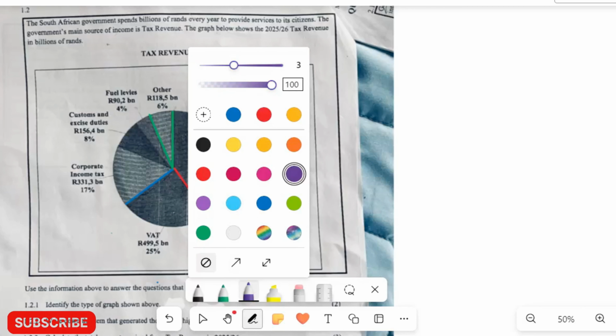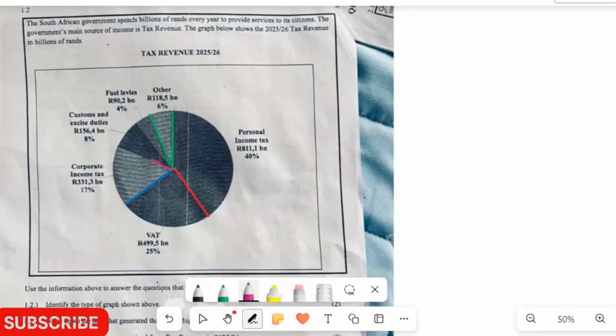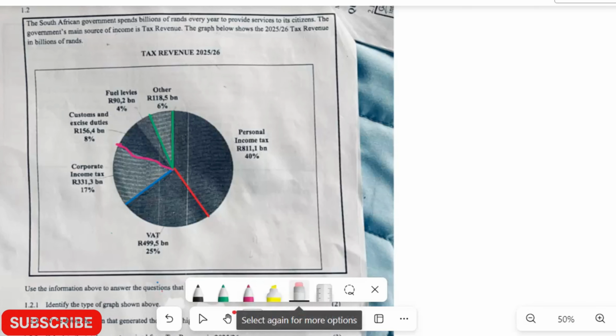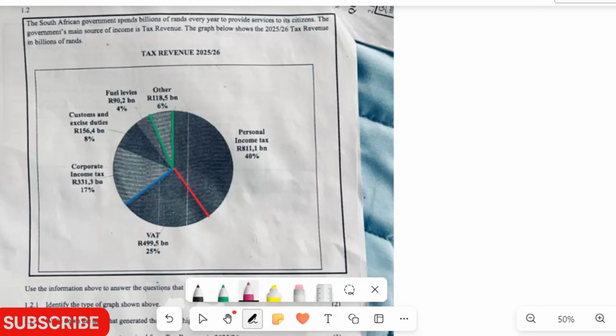And then we also have corporate income tax. Corporate income tax, these are the companies. This is the tax that is charged from the companies, be it the mining companies or any other company that you may know of. So we are talking about the tax that they are paying here. All right. It's in that portion.